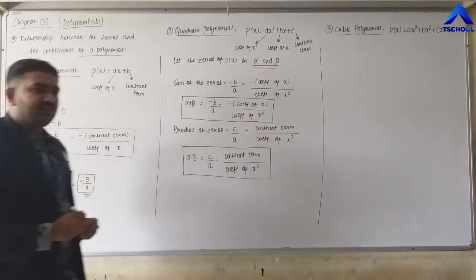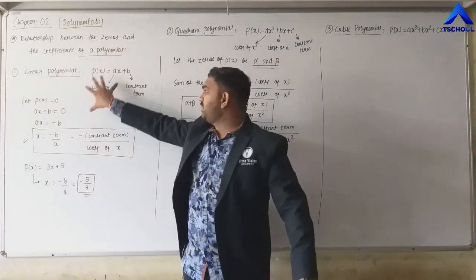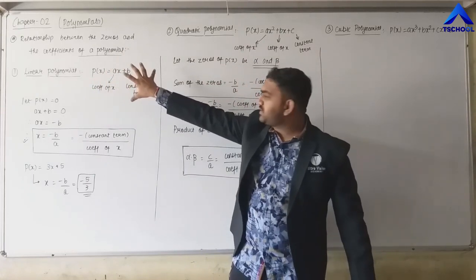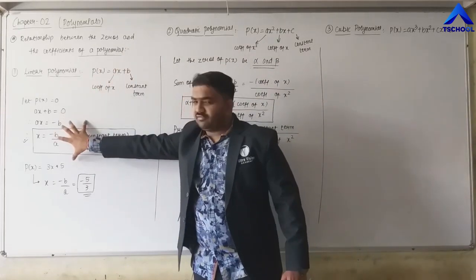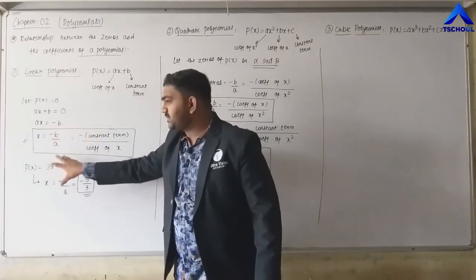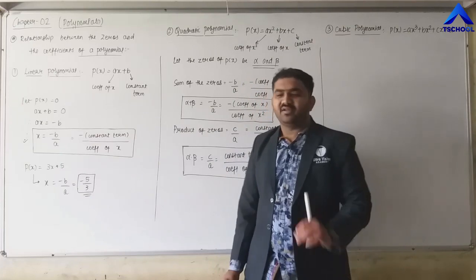So again, let us quickly look at what we studied till now. If it was a linear polynomial, the general formula is p of x equals ax plus b. Now, finding out the relationship, x equals minus b upon a, that is minus the constant term divided by the coefficient of x.